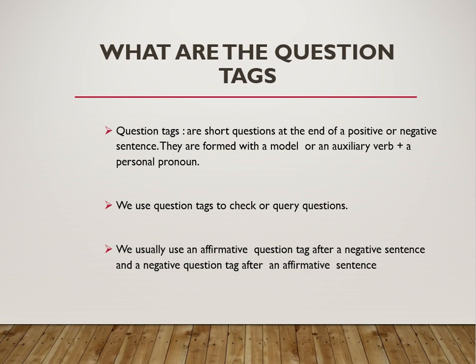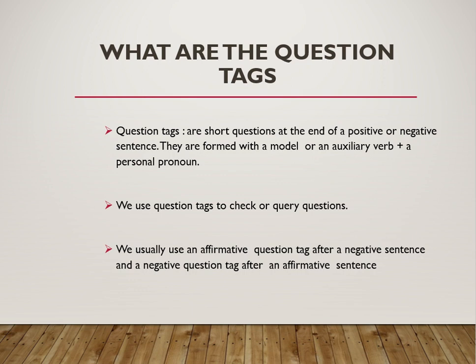Then the personal pronoun. Here you have to make sure that you put the personal pronoun, not a noun. Don't put Ali at the end of the question tag. Don't put Salma. Don't put Diva. You have to put the personal pronoun that refers to this person, for example he, she, it, they, we, you, I.